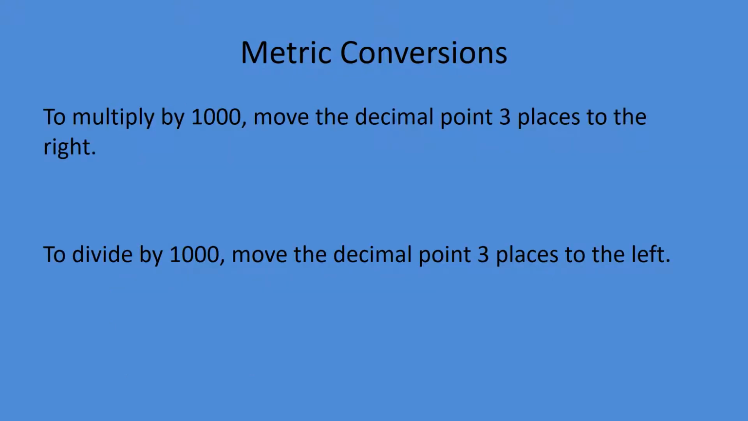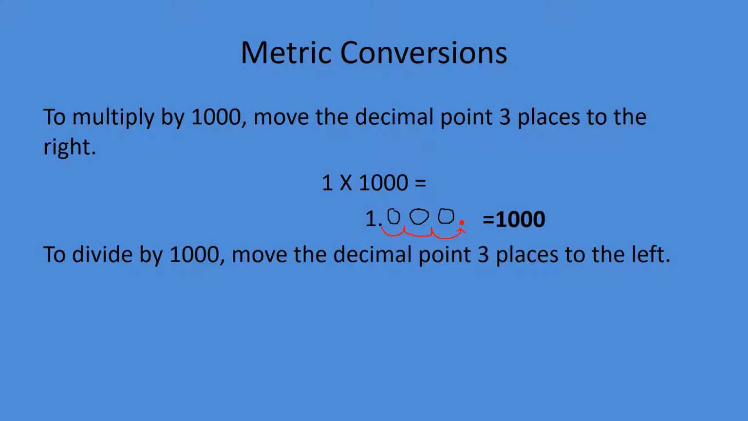How to multiply by 1,000. We're going to add 3 zeros. Conversely, it's the same as moving the decimal point 3 spaces to the right. And then just fill in your zeros. 1 times 1,000 is 1,000.